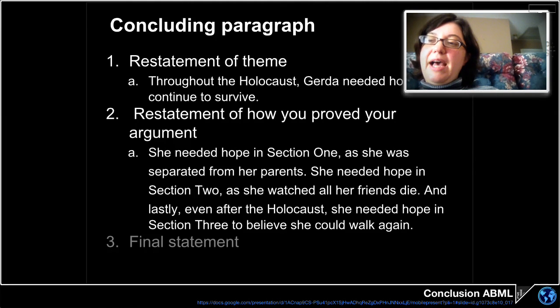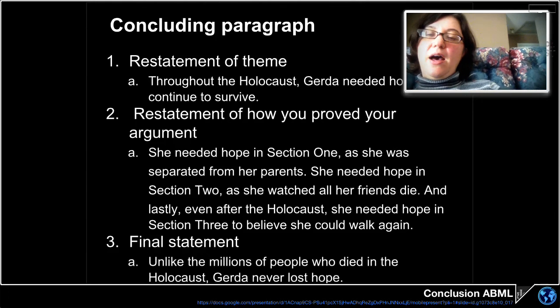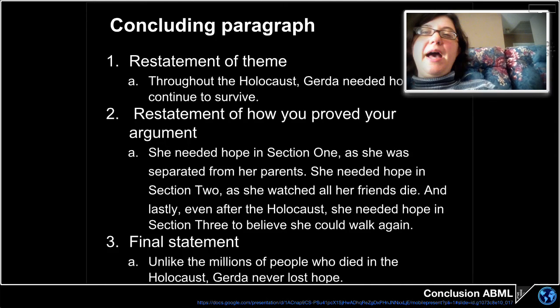And then, very lastly, your final statement, which sort of sums up everything that you were planning to say, for example, unlike the millions of people who died in the Holocaust, Gerda never lost hope. So your final sentence kind of pounds home exactly what it is you're talking about and sums it up.